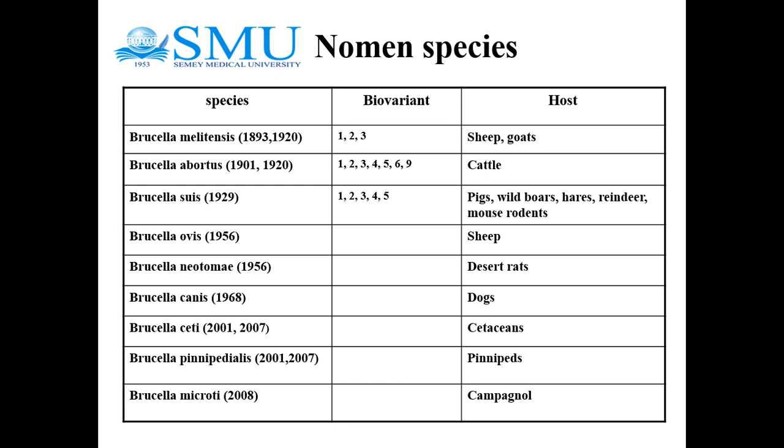Brucella suis has 5 biovars, and they infect most often pigs, but some biovars may infect hares and rodents. Brucella canis causes abortion in dogs. Occasional cases of human infection have been reported. Brucella ovis causes reproductive disease in sheep. And Brucella neotomae infects desert rodents.